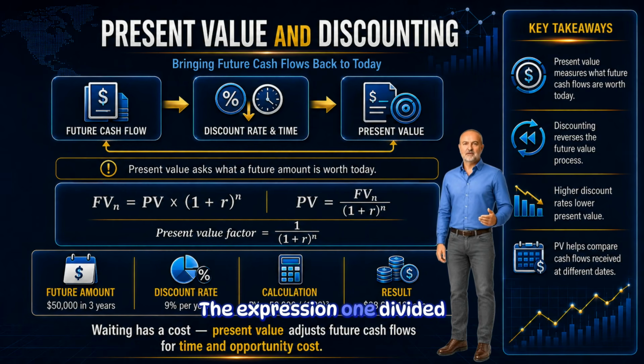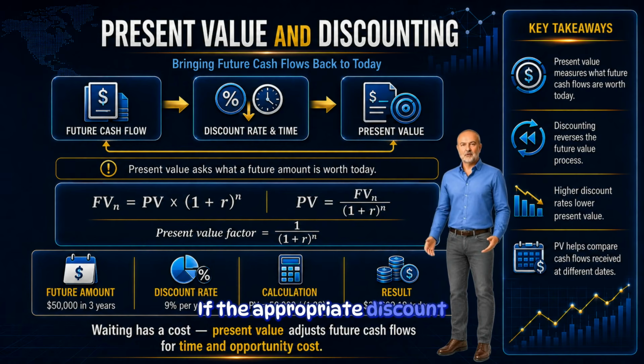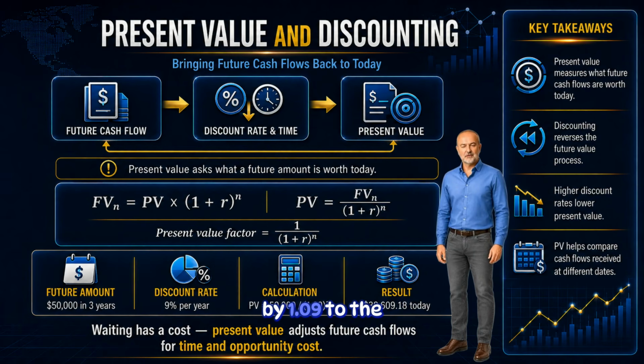The expression 1 divided by (1 plus R) to the power n is the present value factor. It converts a future dollar amount into today's dollars. Suppose a customer promises to pay $50,000 3 years from today. If the appropriate discount rate is 9%, the present value is PV equals 50,000 divided by 1.09 to the power 3. That equals $38,609.